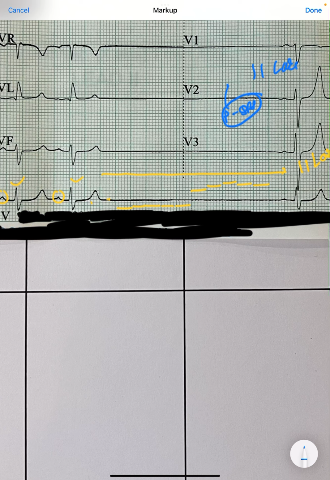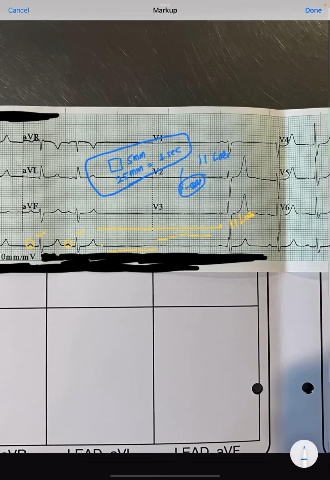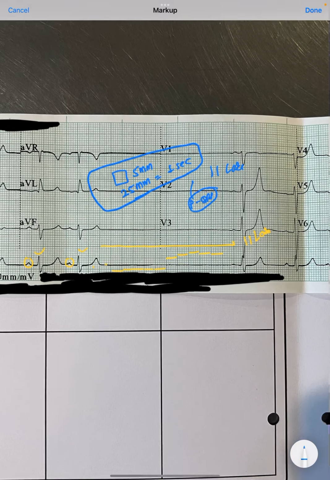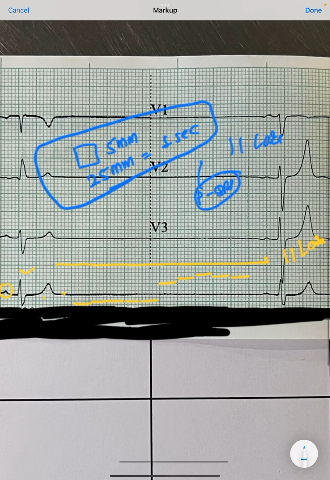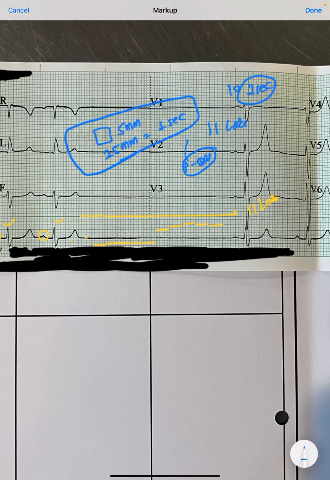We must know one large box is equal to 5 millimeters. So a total of 25 millimeters is equal to 1 second. This is the normal speed at which the paper rolls. 25 millimeters means 5 large boxes, so 10 large boxes means 2 seconds. So there is no P wave activity or atrial activity for a whole 2 seconds.